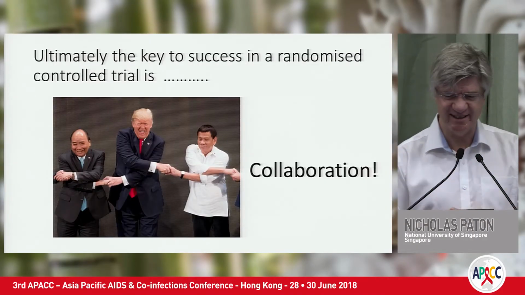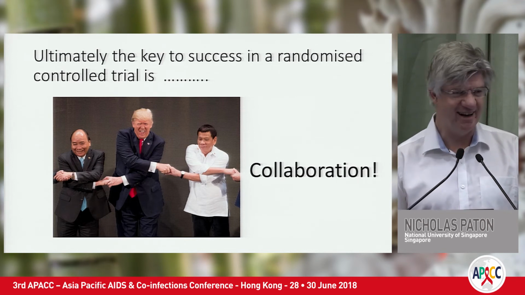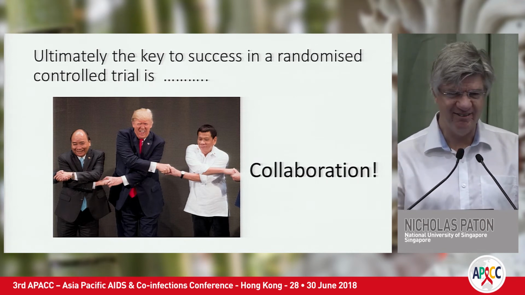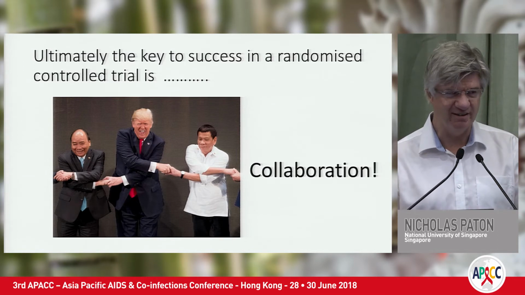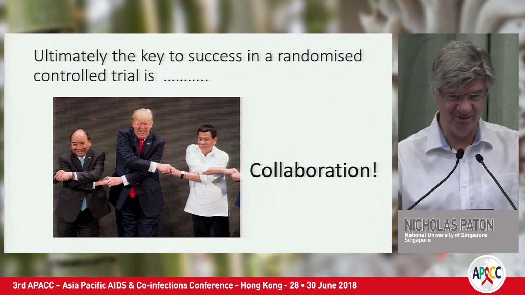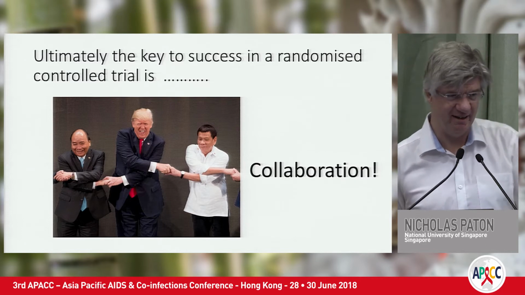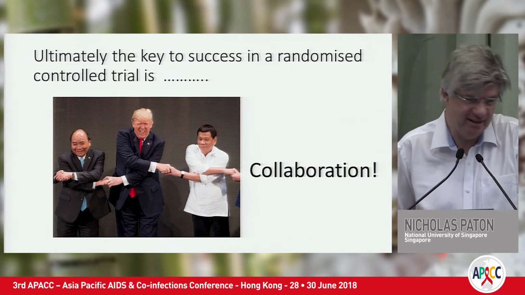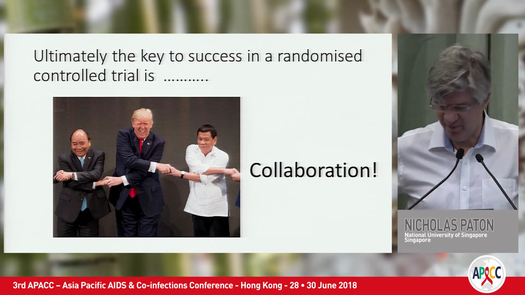Ultimately, the key to success in a randomized controlled trial is collaboration. To do a good trial, you need to work with other people, work as a team. If you're going to do anything substantive, you need to work with people outside of your own clinical practice so you can build up the numbers to do it. Learning how to collaborate is the absolute key to success, persuading people to work with you.